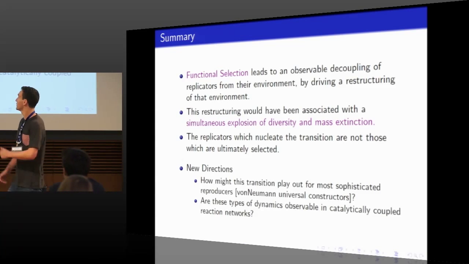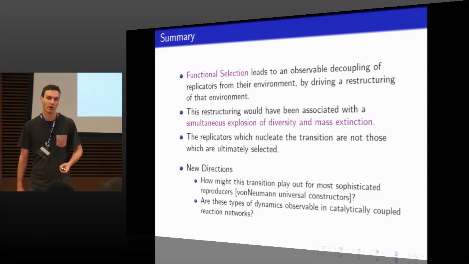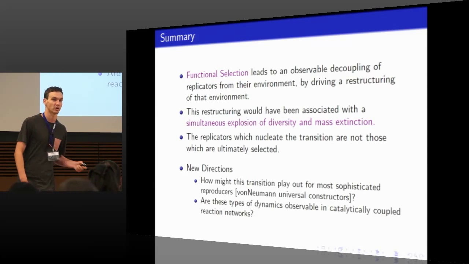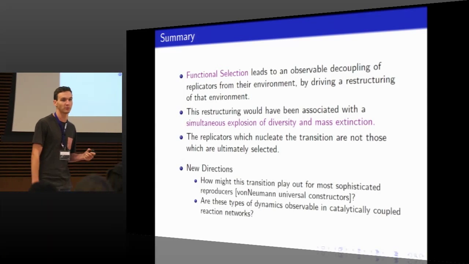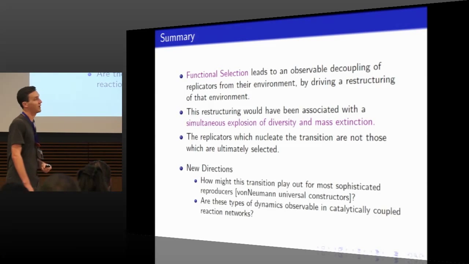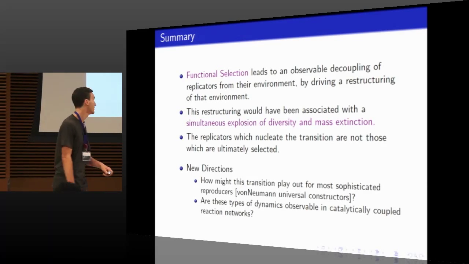So yeah, in summary, functional selection leads to an observable decoupling of replicators from their environment, and this by driving a restructuring of that environment. This restructuring would have been associated with an explosion of diversity and a mass extinction event, and the replicators which came out of that would not have been the ones that nucleated the transition.